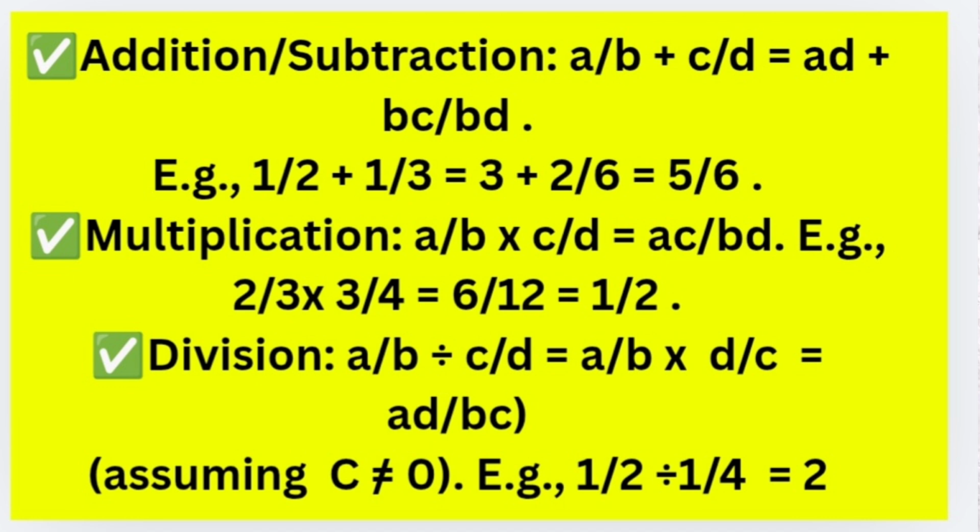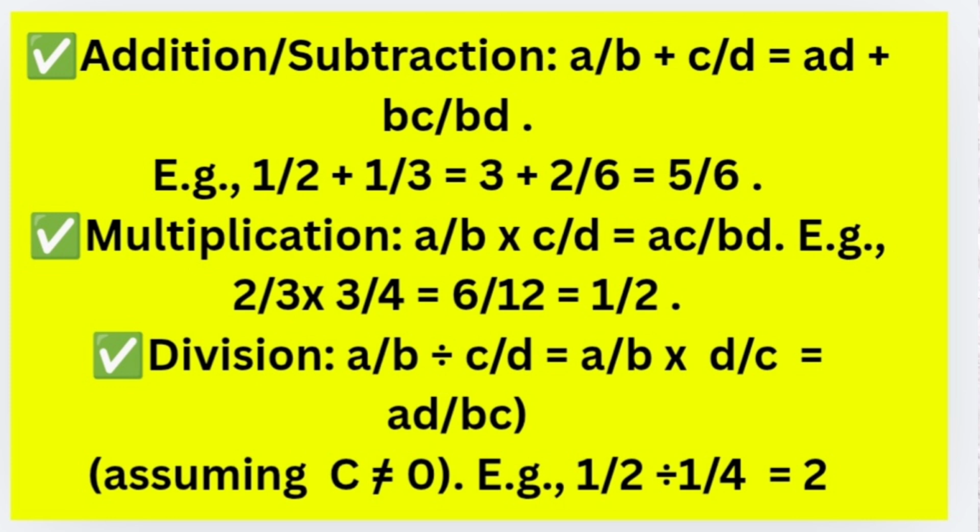5/6. Multiplication: a/b times c/d = ac/bd. For example, 2/3 times 3/4 = 6/12, which equals 1/2. Division: a/b divided by c/d = a/b times d/c = ad/bc, assuming c is different from 0. For example, 1/2 divided by 1/4 = 2.